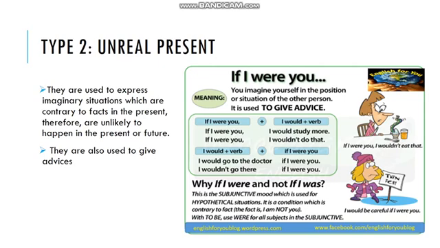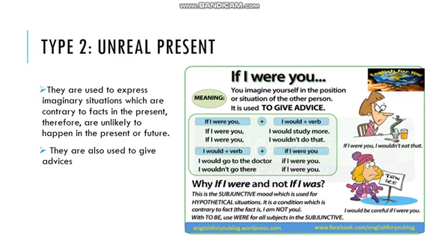Why if I were and not if I was? Because this is a subjunctive mood, which is used for hypothetical situations. It's a condition which is contrary to fact. The fact is, I'm not you. With to be, use were for all subjects in the subjunctive.